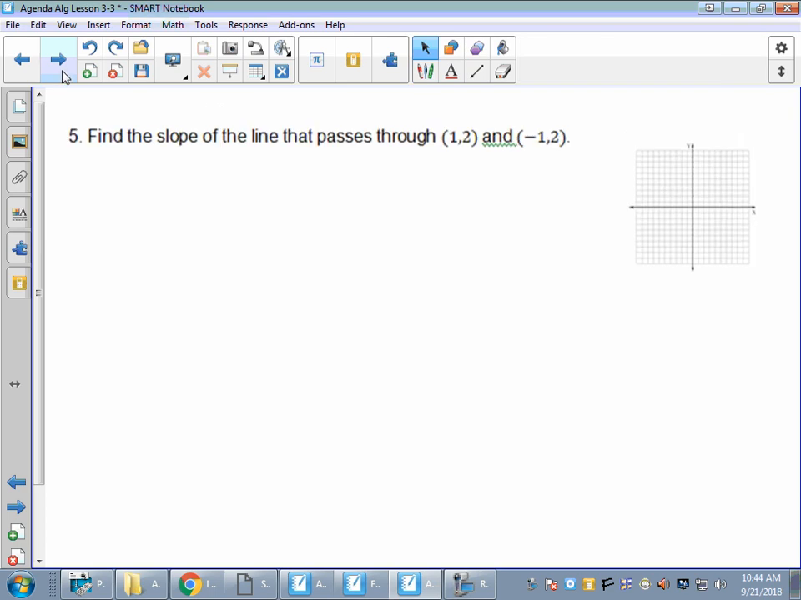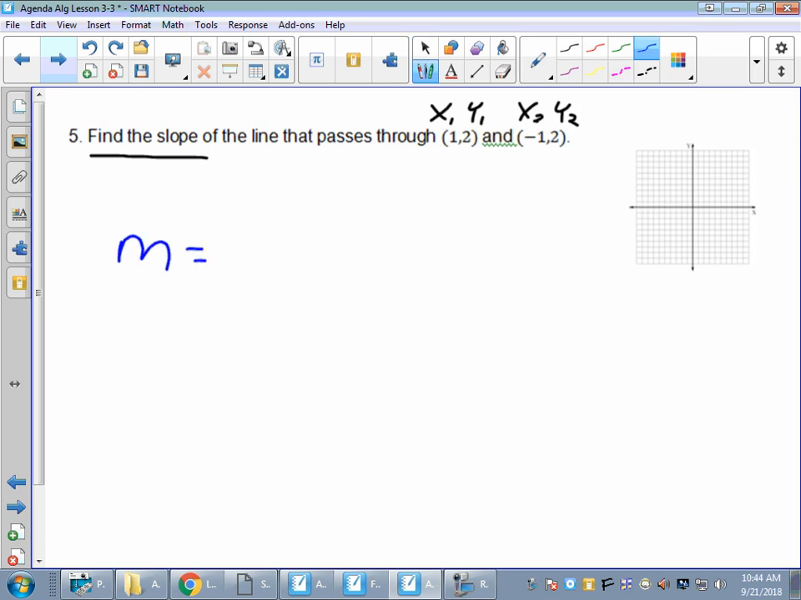All right, number 5. I want to try this one out because it has a little bit of something different here. When we first put on our x1, y1, and our x2, y2. So just saying, find the slope of the line again that passes through those points. Okay, so let's do the formula first. So m equals, again, I'm just writing the formula. It helps me remember it. You'll get to the point where you don't have to write the formula. You can just go right to the numbers.